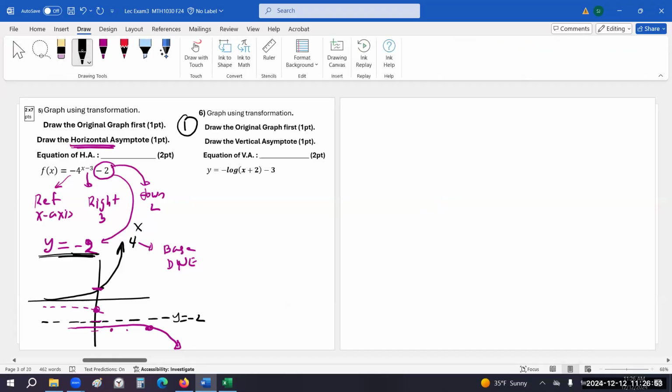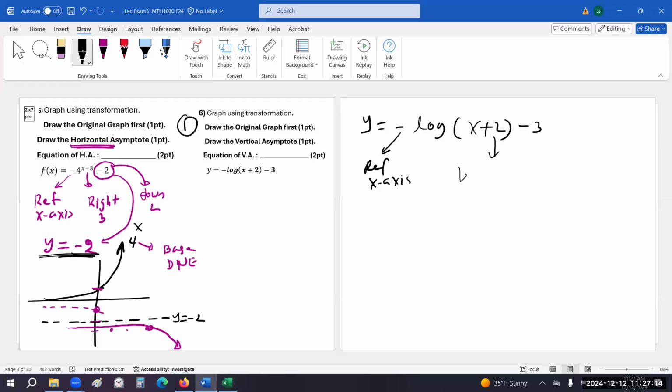The next one, y equals negative log of x plus 2, minus 3. Same rule. Negative means reflection about the x-axis. Any number next to the x means left or right in the opposite direction. So plus should go right, but it doesn't. It goes left 2. And single is always up and down. So it's down 3.